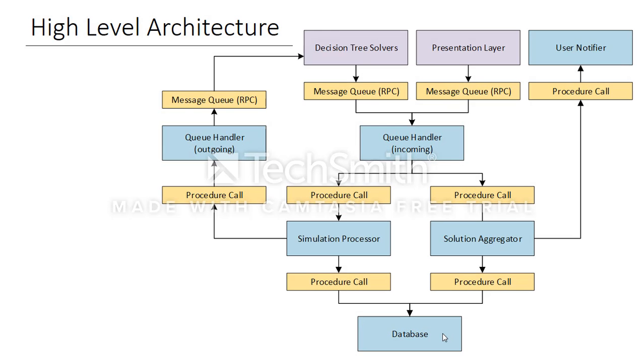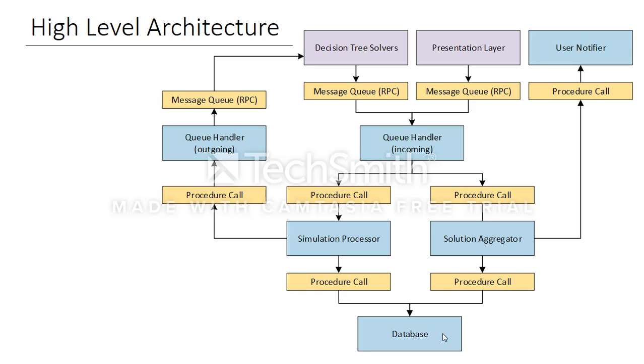This slide depicts the high-level architecture of the main Java server. The 2 purple boxes at the top represent external entities: the decision tree solvers, which are Python servers, and the presentation layer, which is our Tomcat web server. Both of those feed an incoming queue handler via the RabbitMQ connector. With respect to the presentation layer, it sends requests for TechDebt problems to be solved, which ultimately ends up at the simulation processor, which performs its sensitivity analysis and determines how many simulations it wants to run. The simulations are run by placing a message on an outgoing queue to the decision tree solvers.